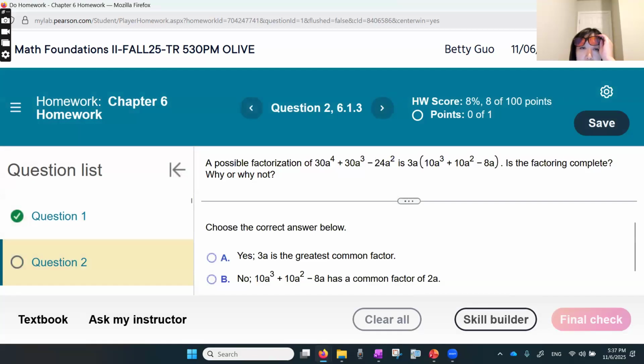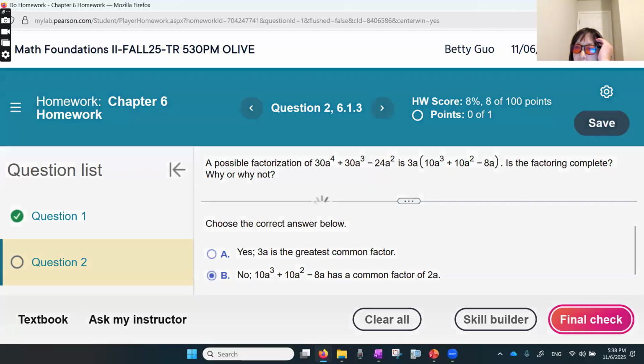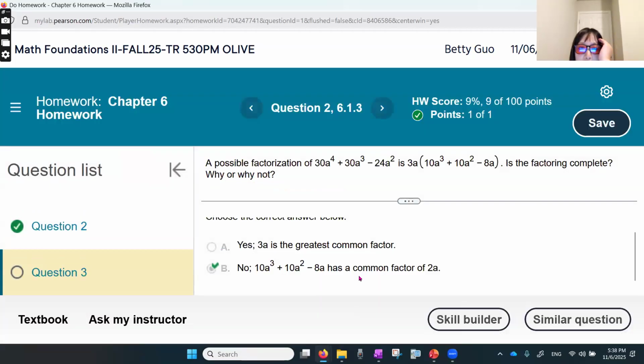Question number 2. A possible factorization of 30a to the power of 4, and so on, has 3 terms, right? It's a trinomial. It says a possible way to factor it is this way. Obviously, this factorization is not complete because inside the parentheses, look at the 3 terms. They all have a, and look at the 3 coefficients. They all divide by 2. So obviously, this factorization is not complete, right? Because the 3 terms in the parentheses have a GCF of a.